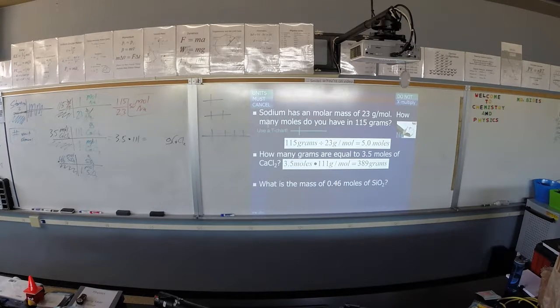Okay, how to find the molar mass? All right, so moles is always going to be one because it's going to be grams per mole, like miles per hour, grams per mole. Yep. So mole will always be one.